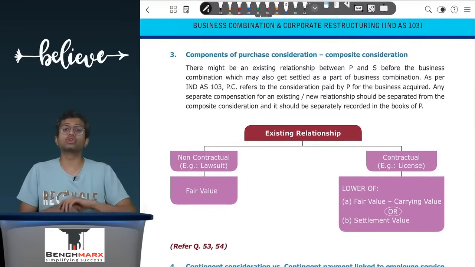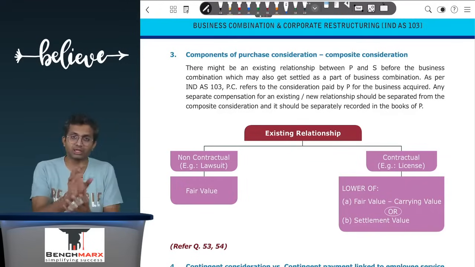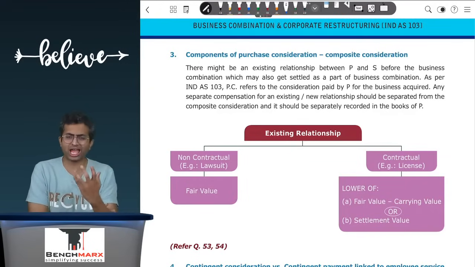So if there's an existing non-contractual relationship like a lawsuit, then that non-contractual relationship will be measured at the fair value.